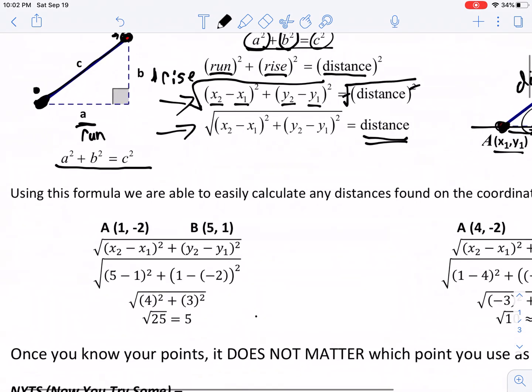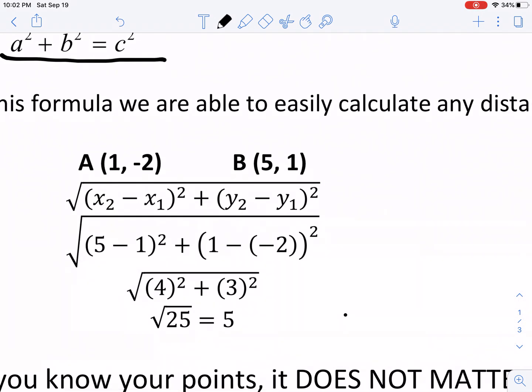Okay. For instance, if I know that I have A and B on the coordinate plane, and A is (1, -2), and B is (5, 1), we can label the first one x1, y1, say it's my first x value, my first y value, then x2, y2, okay, the second x value and the second y value, and then plug those into the formula. Well, this is the formula here, and that's going to give us our distance d, okay? So that's what we're trying to find here. So what I'm going to do is where I see x2, I'm going to put 5. Where I see x1, I'm going to put 1. Where I see y2, I'm going to put 1. And where I see y1, I'm going to put -2.